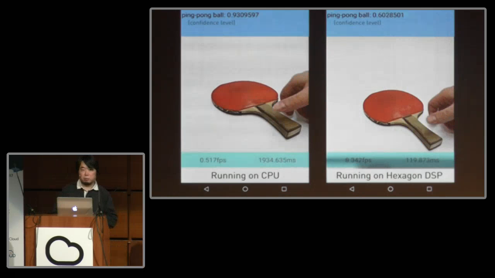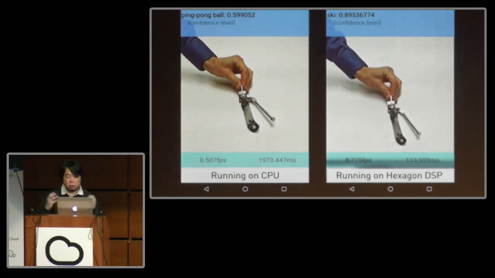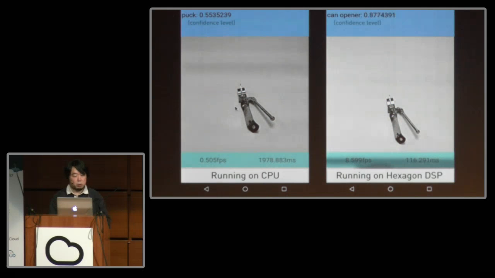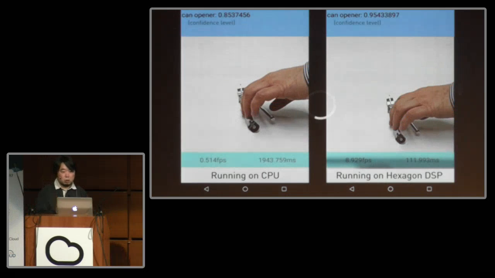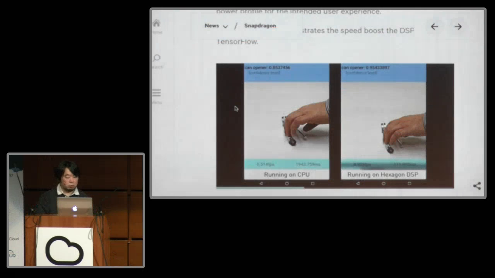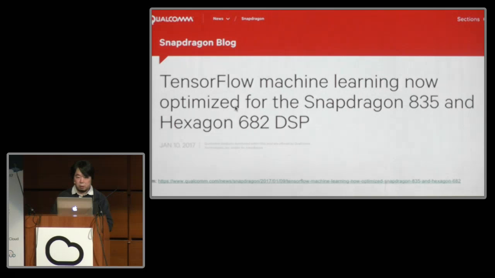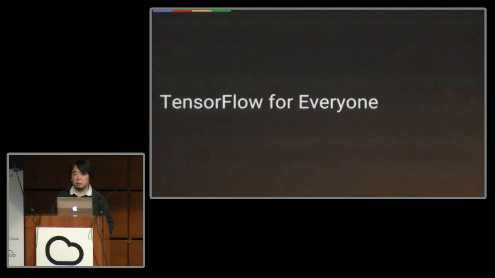And also the battery consumption is much, much lower. So if you want to bring your neural network applications into production as smartphone applications, you need to use the DSP rather than the CPU. So that's one benefit you could get with the ecosystem TensorFlow provides.